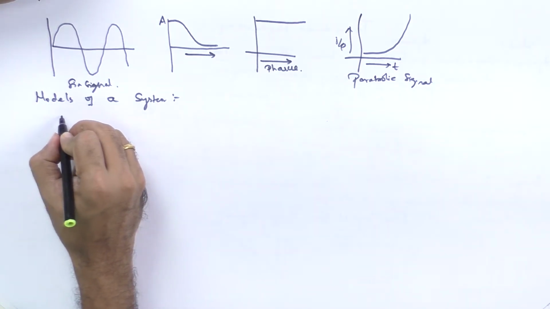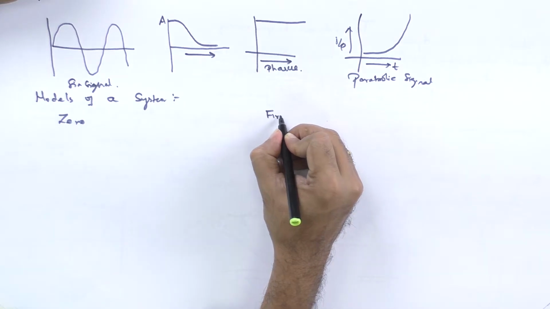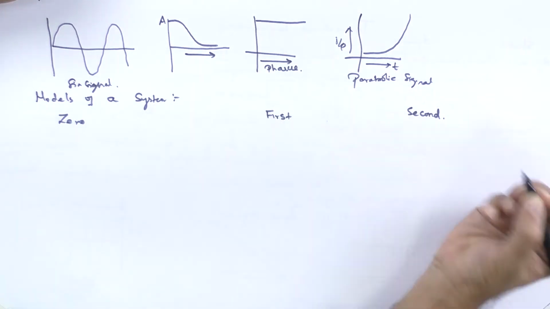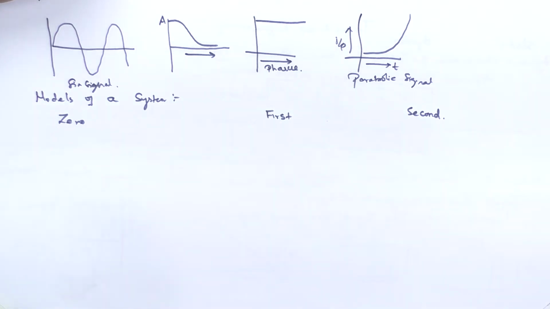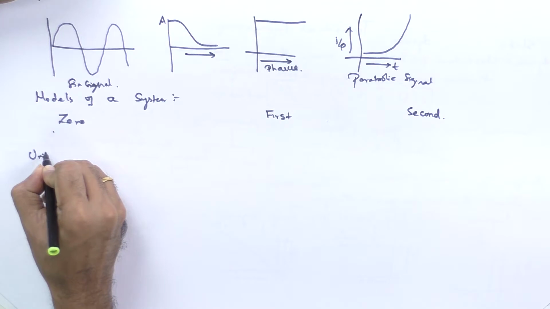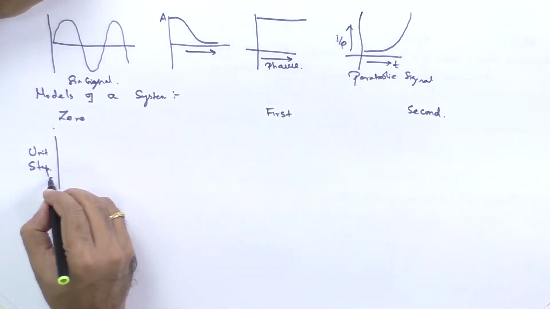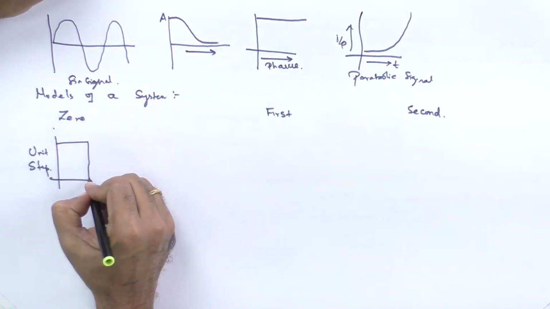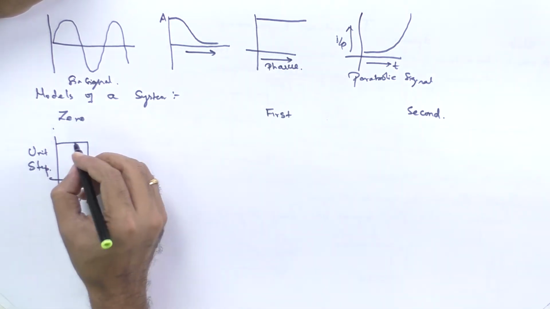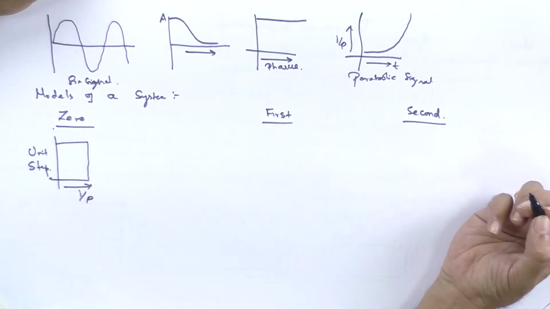There are three types of models that we are going to look at: zero order, first order, second order. For all these, we will take the main input as the unit step. How does a unit step look? Something like this. This is for the zero order, first order, second order.